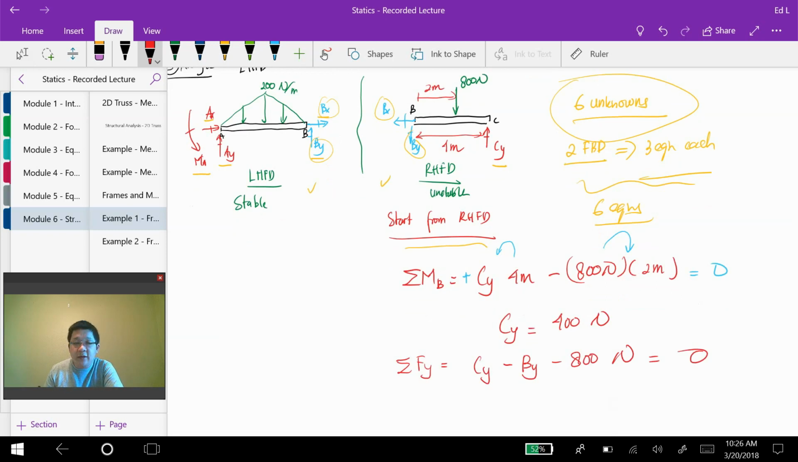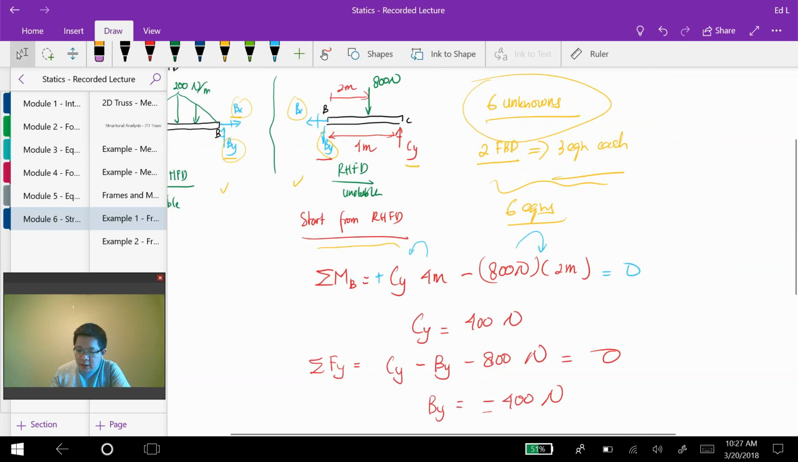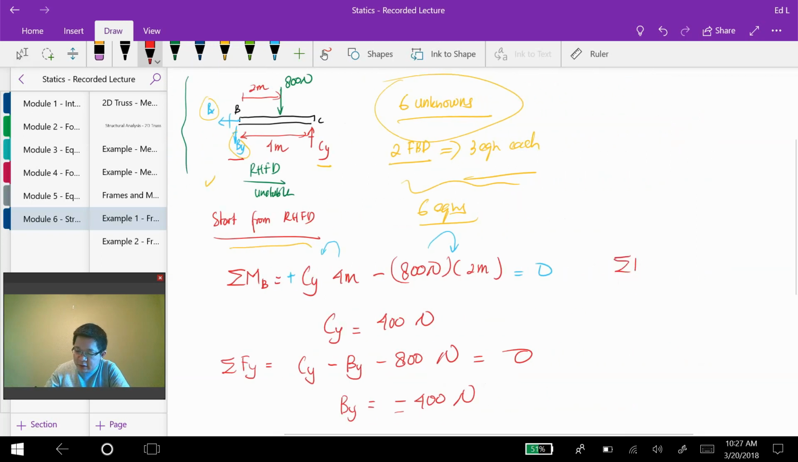Since I know Cy is 400 Newtons, I can calculate that By is equal to negative 400 Newtons. It means that the actual direction has to go upward instead of downward, as I assumed here. However, let's keep it downward, and when we calculate later, we will use this negative value that we have obtained. And if we take the sum of the forces in the x equal to 0, we will obtain that Bx is equal to 0.